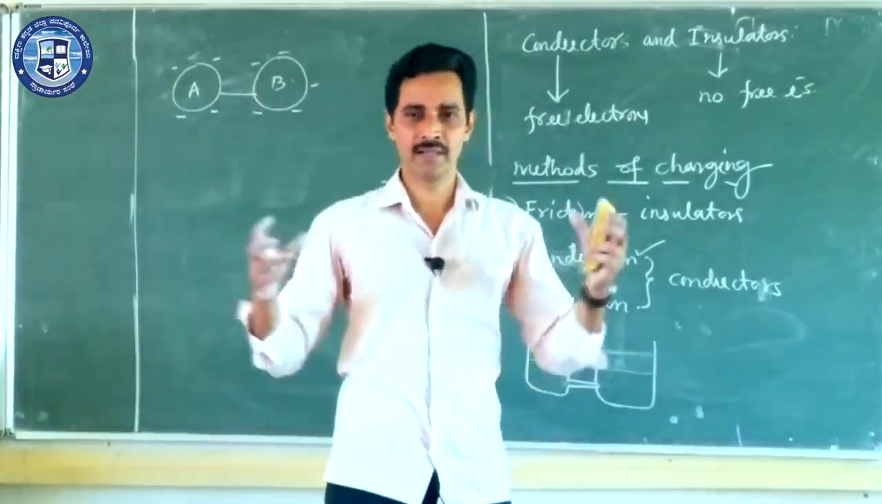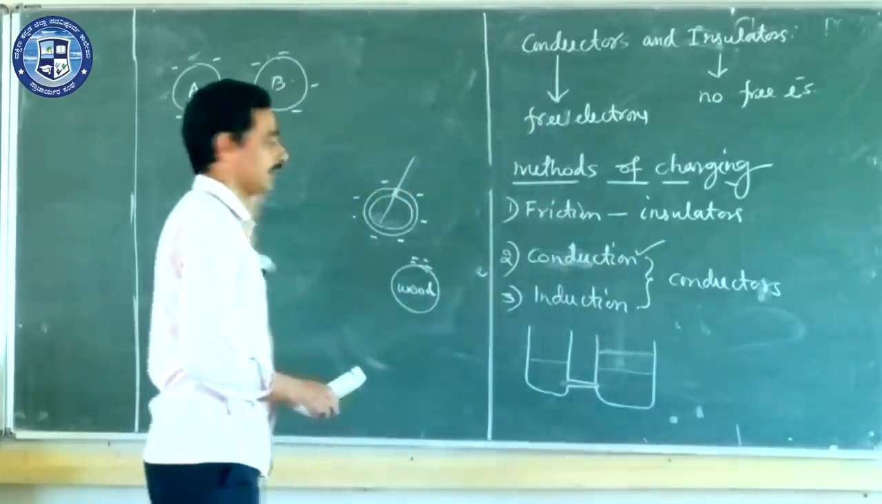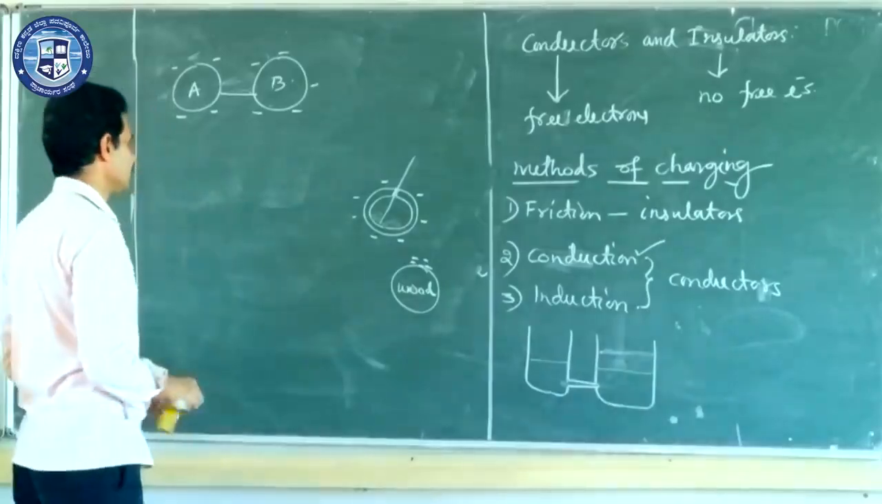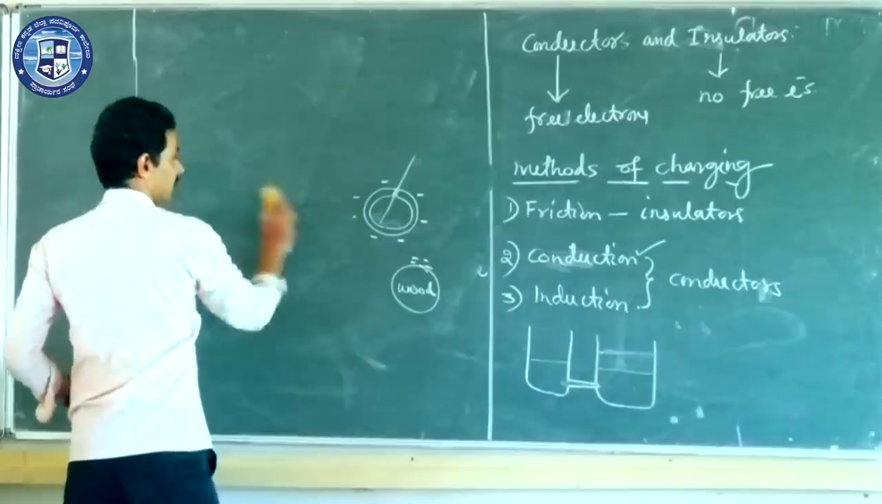Take two conductors, connect them, and charges will flow from one body to another, and both of them get charged, and charges will be transferred. That is conduction. Only metals can be used for this method of charging.